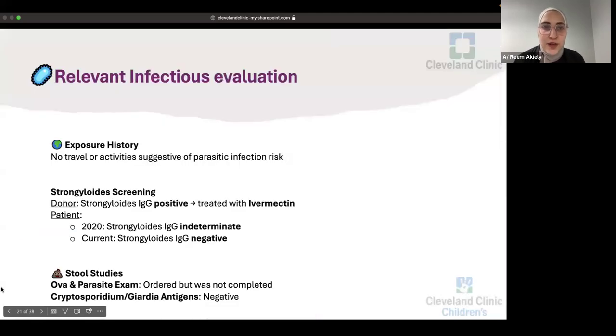For relevant infectious evaluation, we mentioned he did not have any travel or activities to suggest increased risk of parasitic infections. However, we had mentioned that the donor had been Strongyloides IgG positive and was treated with ivermectin, and initially the patient's IgG serology was indeterminate. We repeated the IgG by the time of presentation, and it was negative. We completed cryptosporidium and giardia antigen testing, which was also negative, and although an ova and parasite exam was ordered, it was not completed.